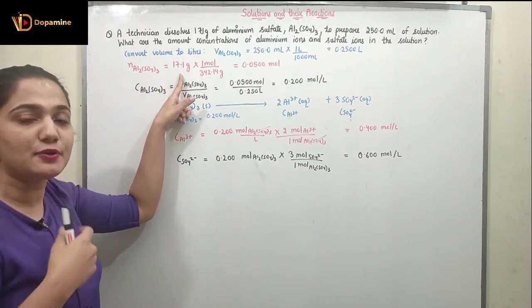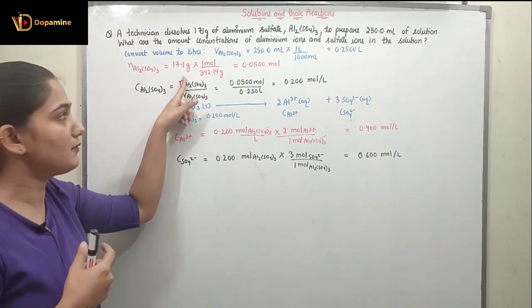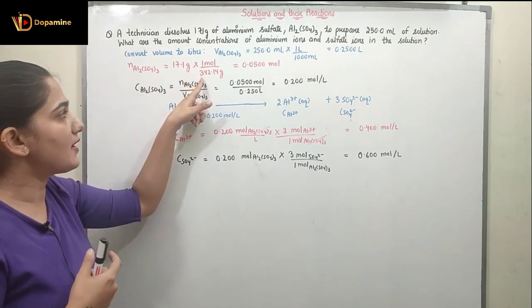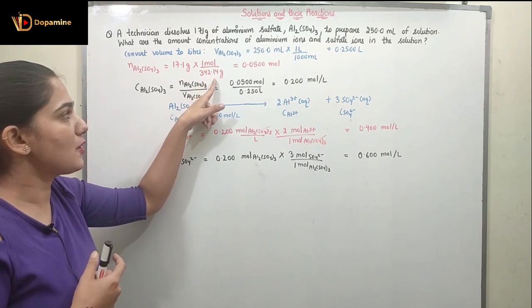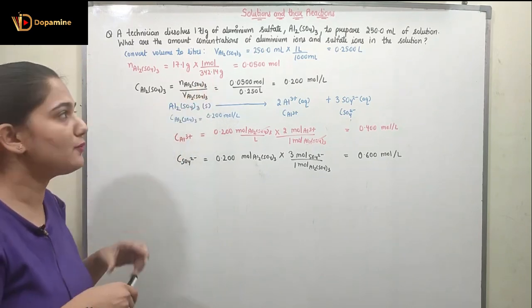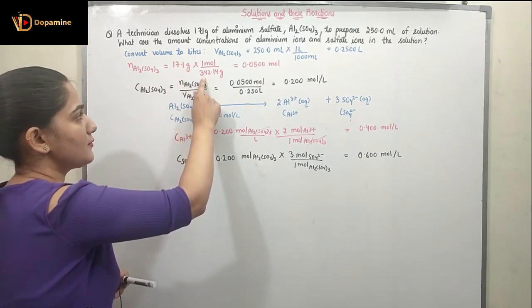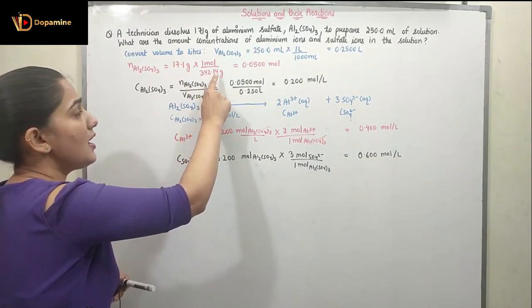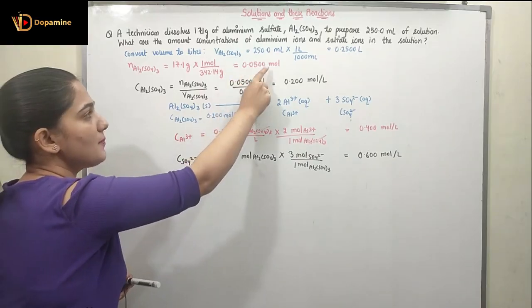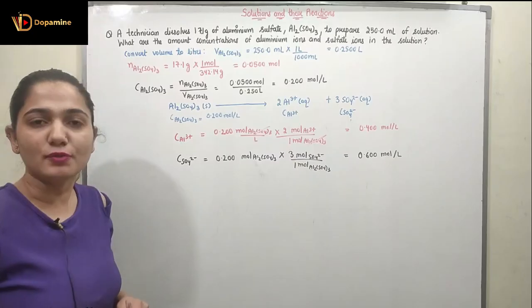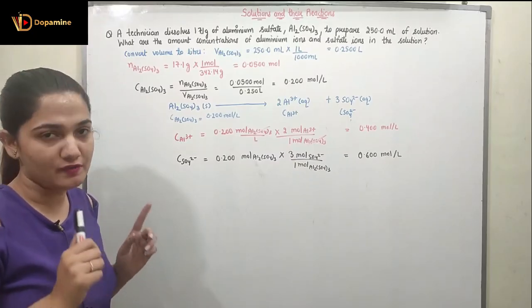The given mass of Al2(SO4)3 is 17.1 gram, so we multiply 17.1 gram with 1 mole divided by 342.14 gram. What we are doing is dividing the given mass with the molecular mass, which is 342.14 gram per mole. So from here we calculated the number of moles to be 0.0500 moles. Now this is the number of moles of Al2(SO4)3.